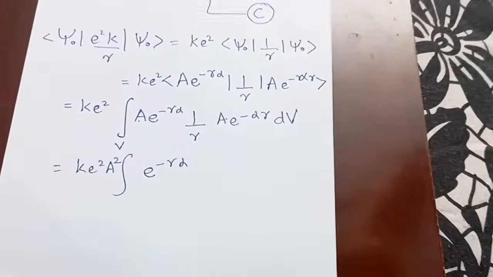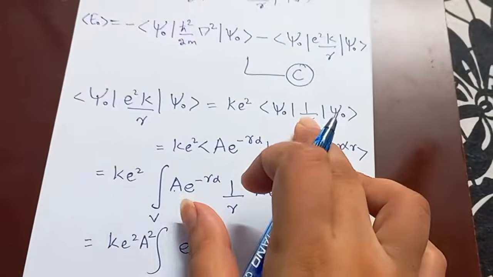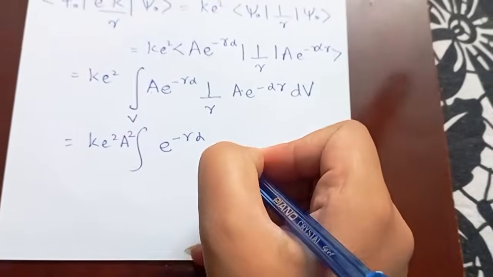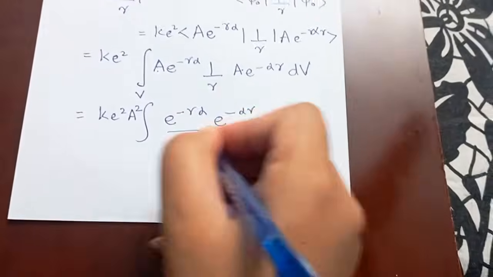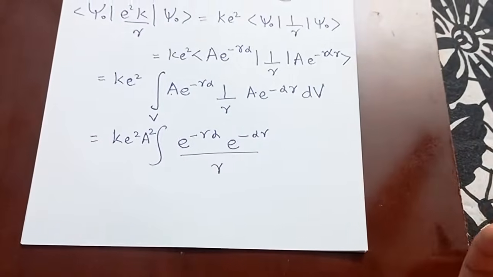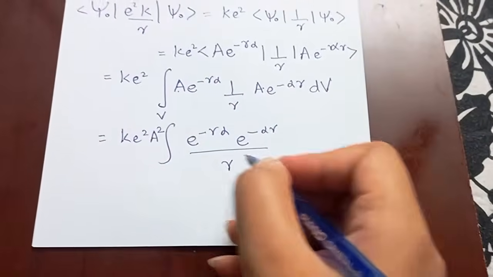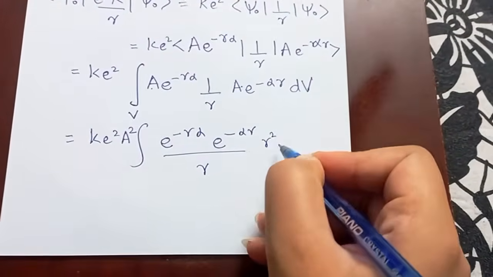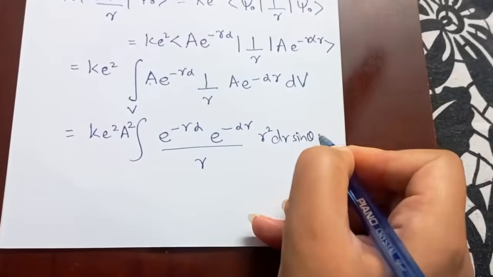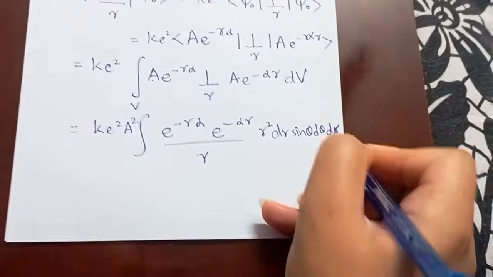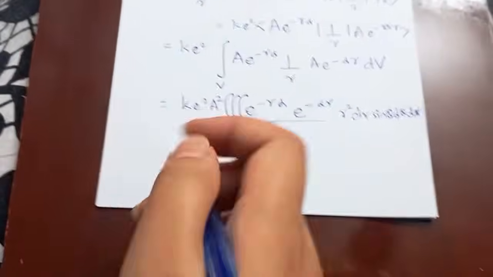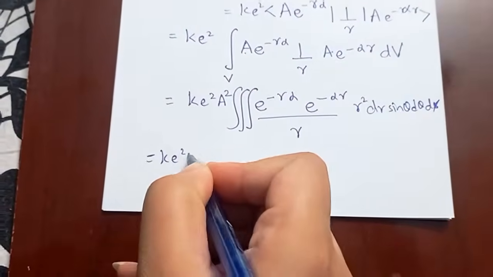Here we always include the operator, that is why I'm mentioning it; you should know these things. Then we have r in the denominator. In place of dv, I'm going to write dv in spherical coordinates, which is r squared dr sine theta d theta d phi. The limits of integration we'll write in the next step. k e squared A squared.